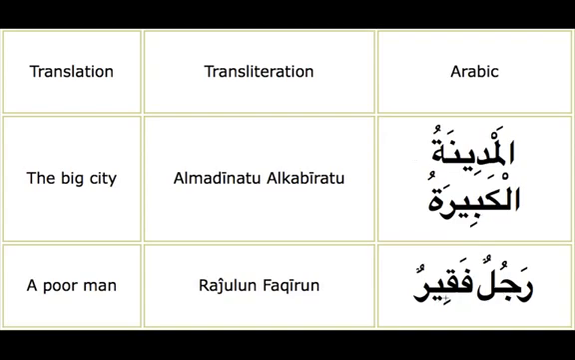Rajulun faqirun. If you see, both the nouns have the same status, number, gender, type: indefinite, indefinite, single, single, masculine, masculine. That is naat and man'ud. So we translate as poor man, a poor man.